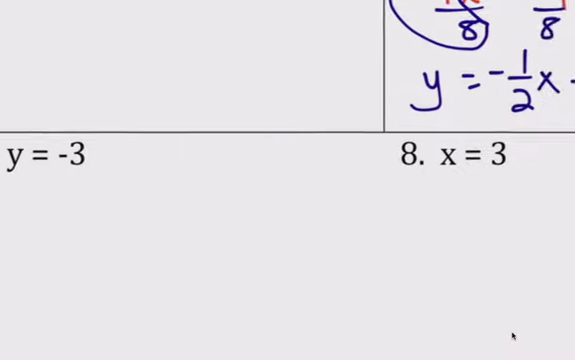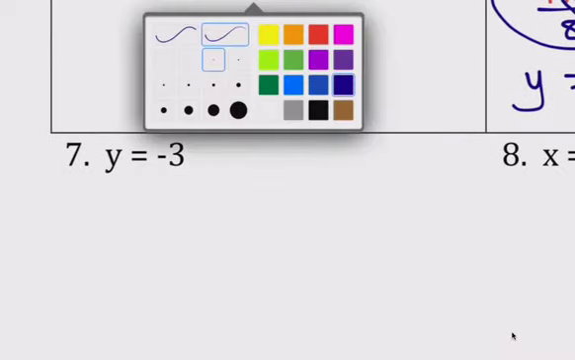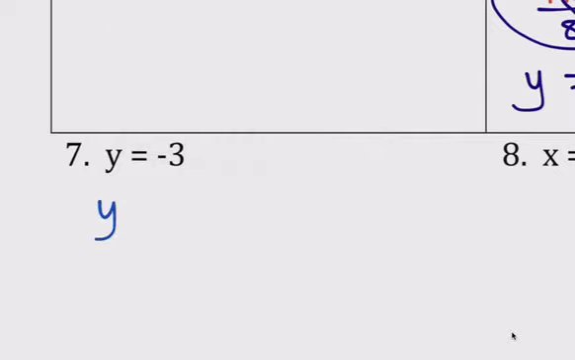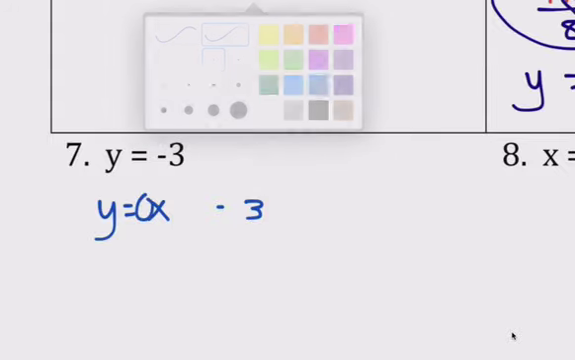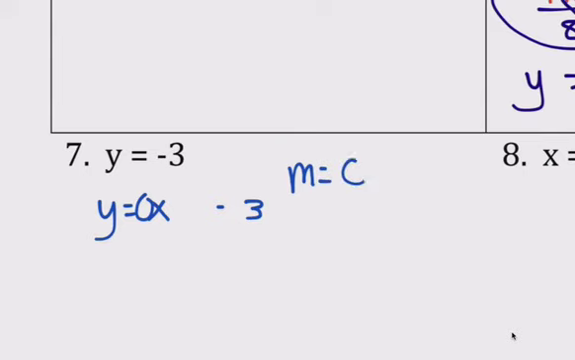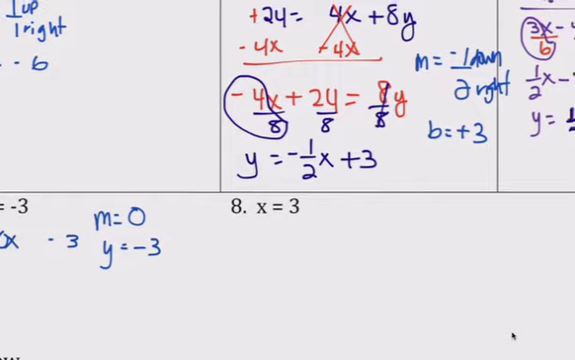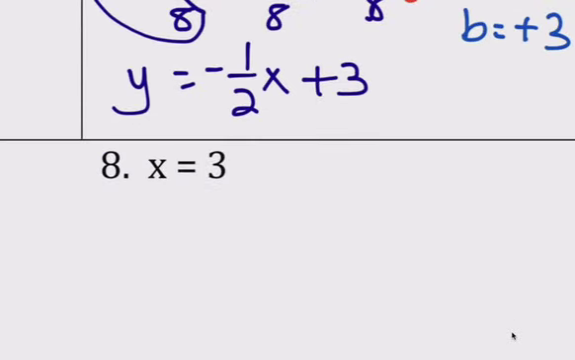Okay, last one here, y equals negative 3, there's no x, that means x is times 0. So my slope then is 0, my y-intercept is not. Y-intercept is negative 3.